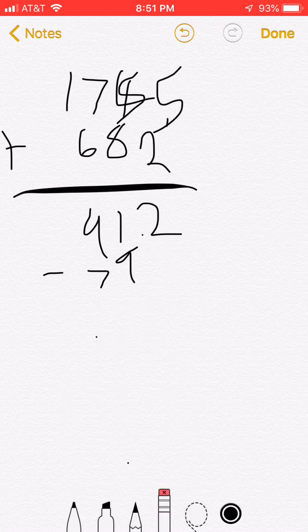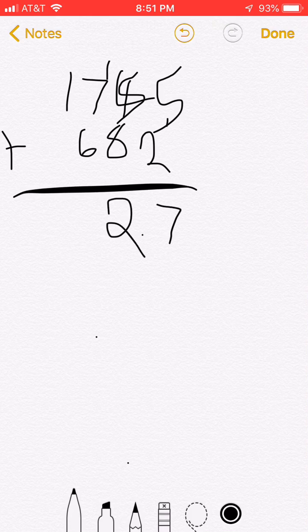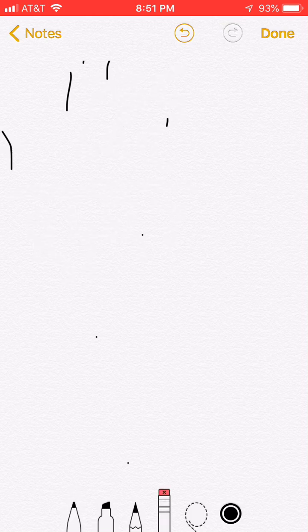All right, hopefully you've solved them because now I'm going to solve them. So 5 plus 2 is 7, 4 plus 8 is 12, carry over to get 14, and then add 1 plus 1, which is 2. So our answer is 2,427.